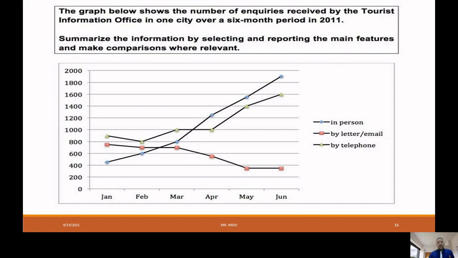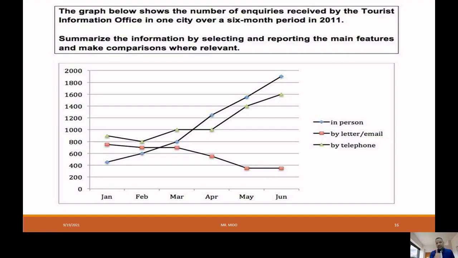The number of inquiries, try to make it the inquiries number, received by the Tourist Information Office, which had received. So just some changes. In one city over a 6-month period, you can say in the first half of the year of 2011. First half of the year means the first 6 months without saying 6 months.